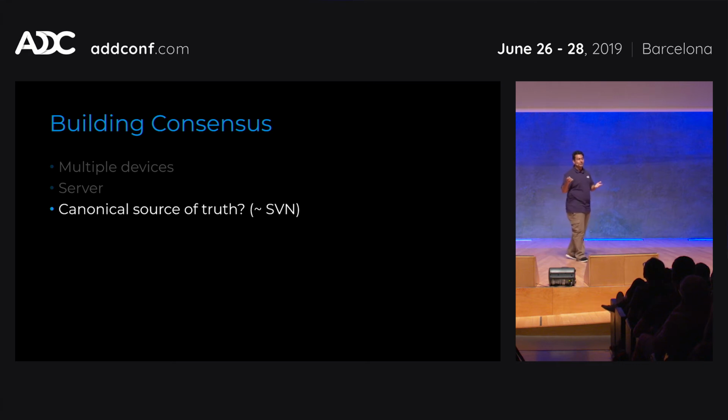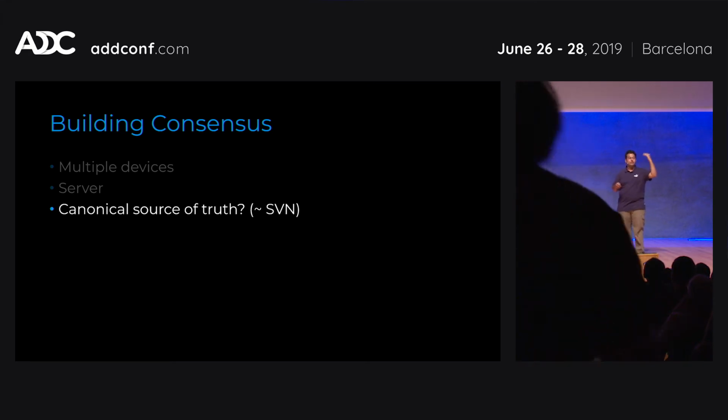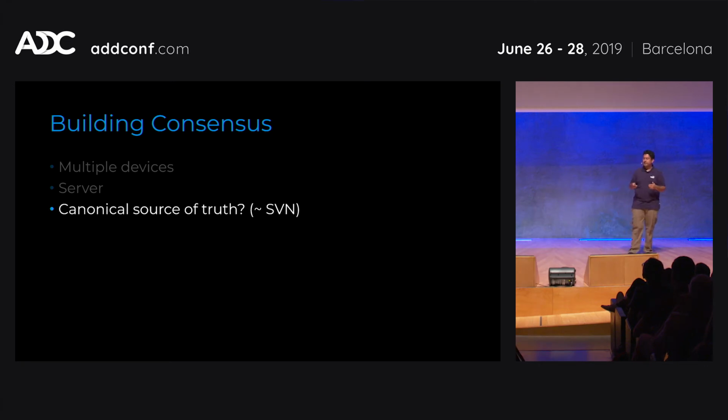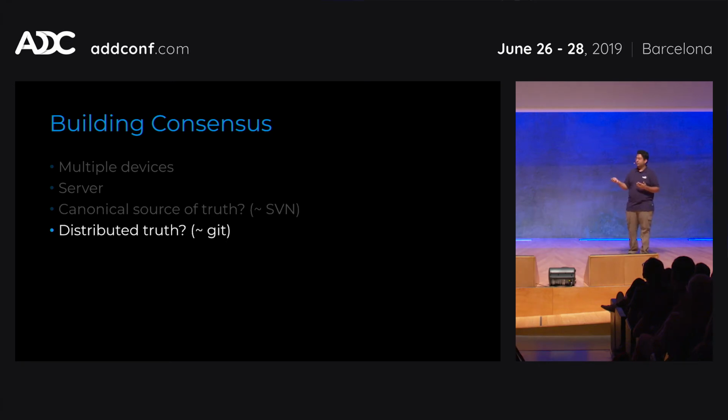One option is to do what SVN does, which is to say there's a universal source of truth, and that's the only one that wins anything. The other option is to do something more akin to Git, which is a distributed truth, where each person or each device has their own version of the truth. Now, you might think that Git would be the way to go, given that SVN is dead or whatever, but the reality is most of us who use Git use it just like SVN.